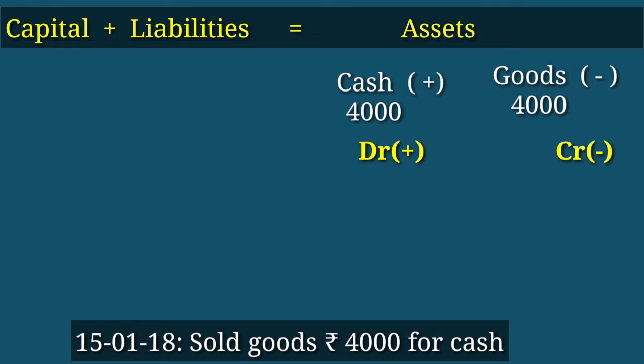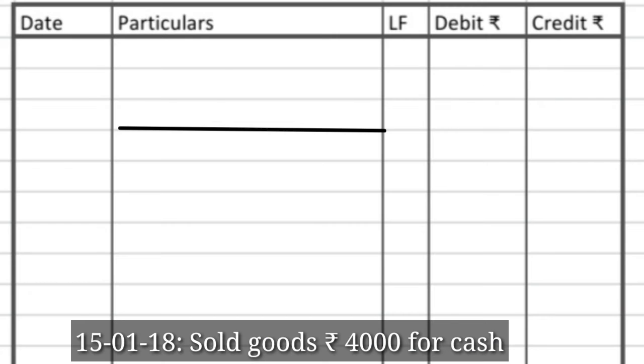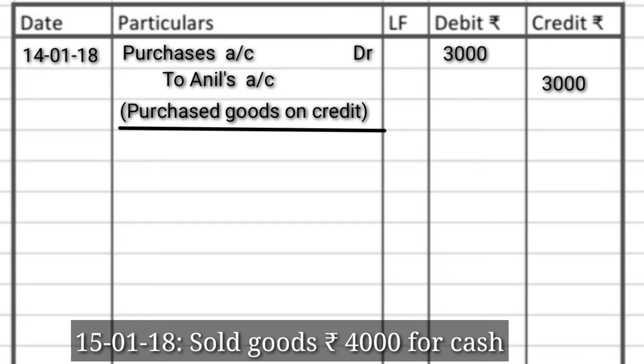But we are not recording the goods account, we are recording the event. Here the event is sales, so we can record sales account, not the goods account. Then we can journalize this transaction.